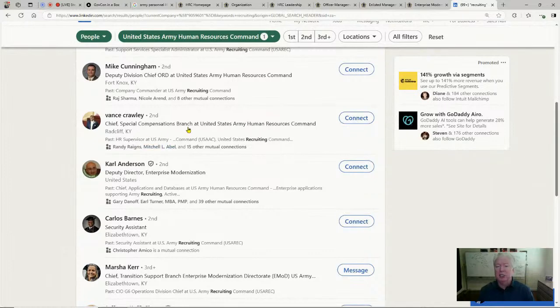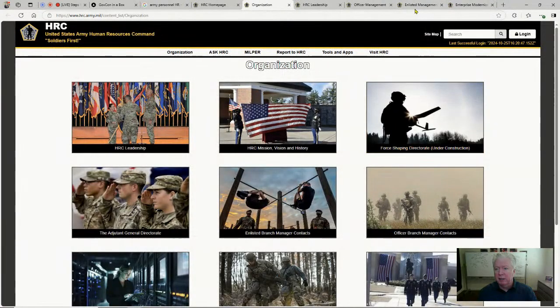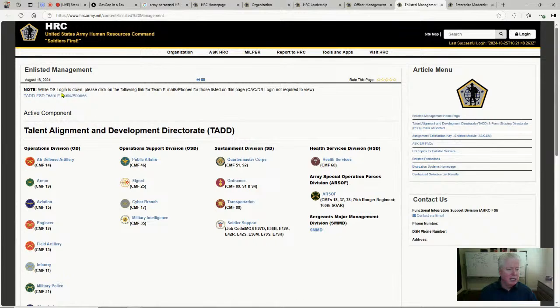Like Special Compensations Branch, this is people dealing with the money side of HR. The ability to go in and see what's going on. Here's transition, right? In the Modernization Directorate, this person's responsible, I'm assuming, for military transition coming out of the Army. So you want to dig into those. But here I've got the different directorates. So here's an enlisted management. I don't know what it is. I don't know where it's at, but I can start learning.